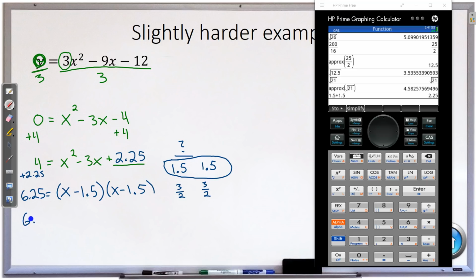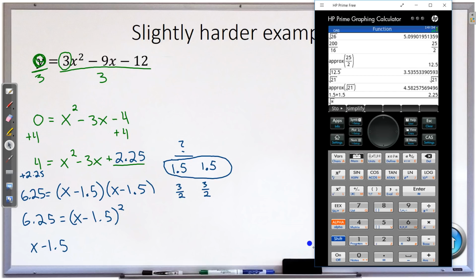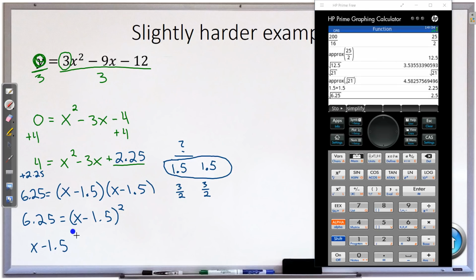And now we can write this as a square. And then we square root both sides. Remember, your answer is going to be positive and negative. Oops, I guess I don't need those parentheses on that side. So what is the square root of 6.25? Square root of 6.25 is 2.5. Or, remember we have to have the negative as well.